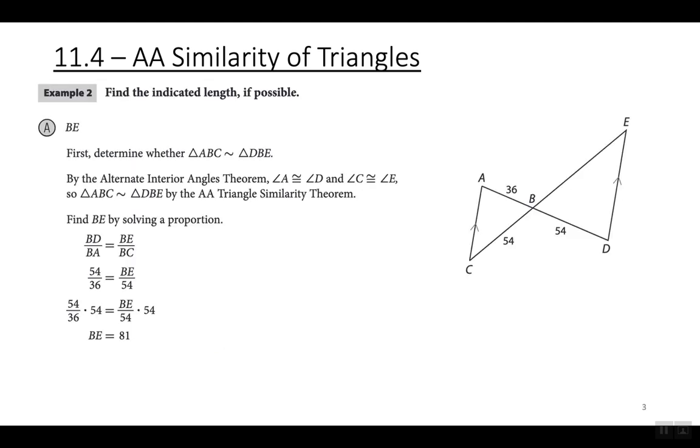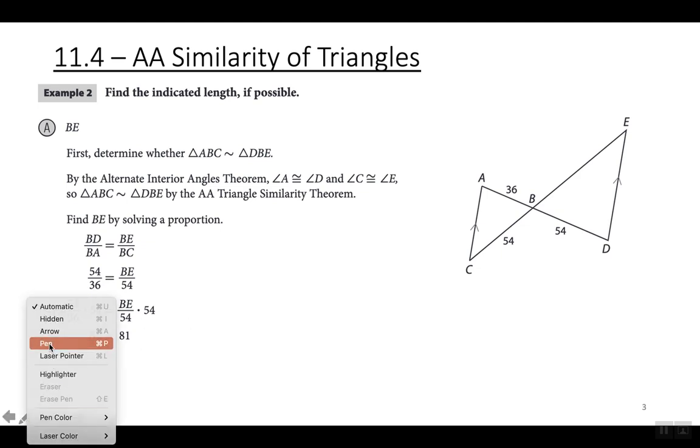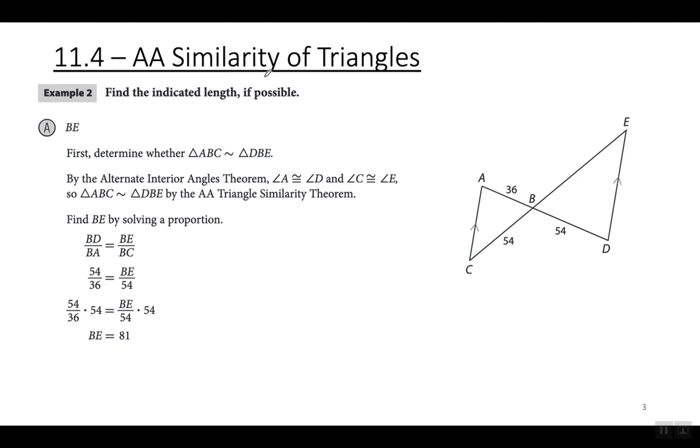All right, so let's look at our first example here. It says, find the indicated length if possible. They want us to find the length of BE. Now look what it says here. First, determine whether the two triangles are similar. Okay, let me go over how you can determine that they're similar. They are, but you got to know how to do it because there's questions on the homework about that.